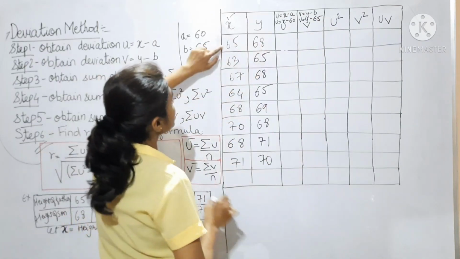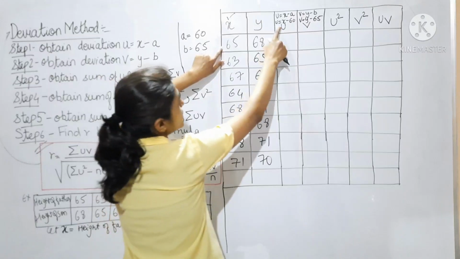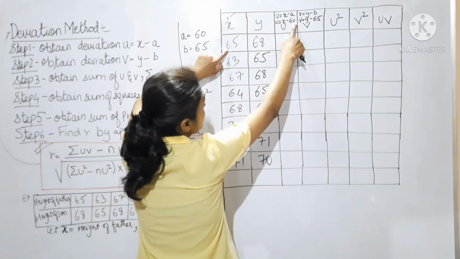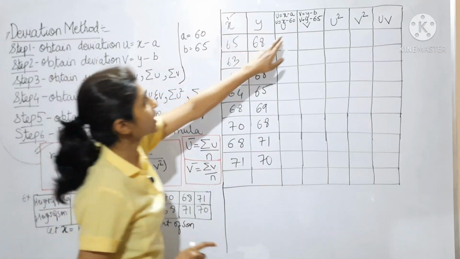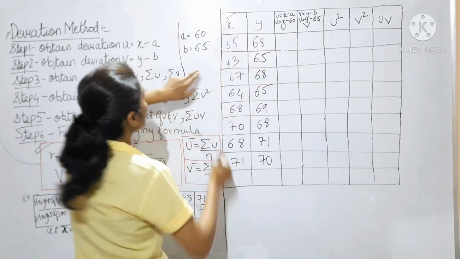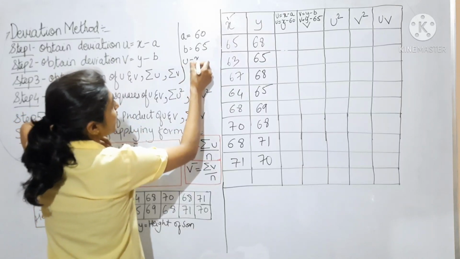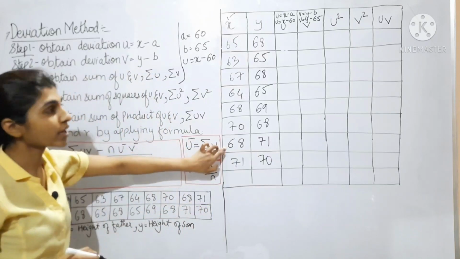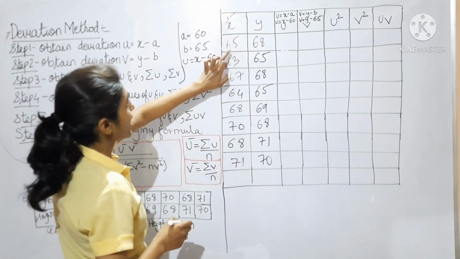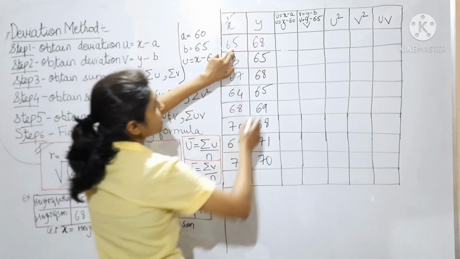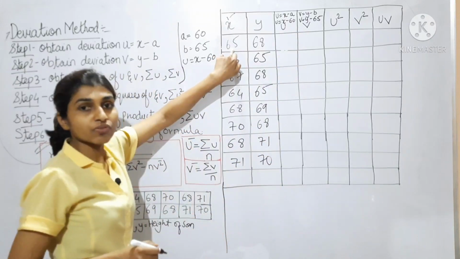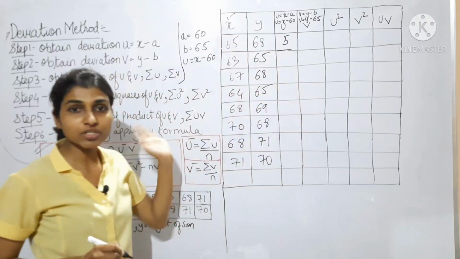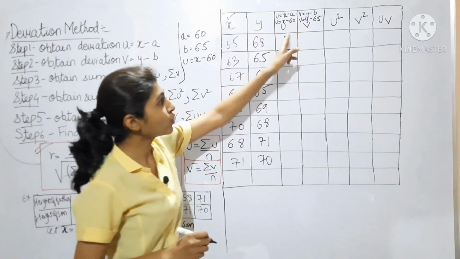So the first value of x is what? u is equal to x minus 60. X is 65 first. 65 minus 60, 5, because we have considered a as 60. So the x value is written as it is and we subtract 60 from it. So 65 minus 60 is 5. Clear? I hope you have understood how I got the u value.